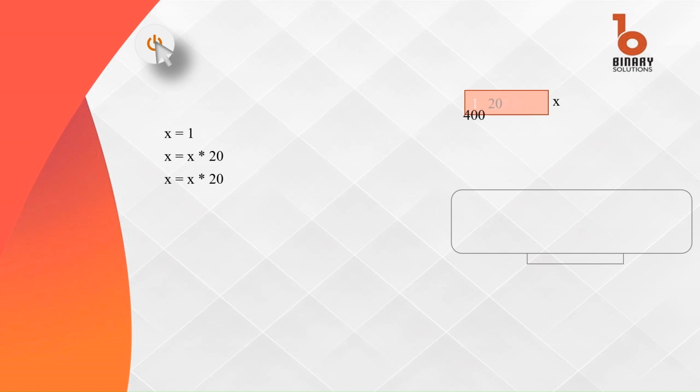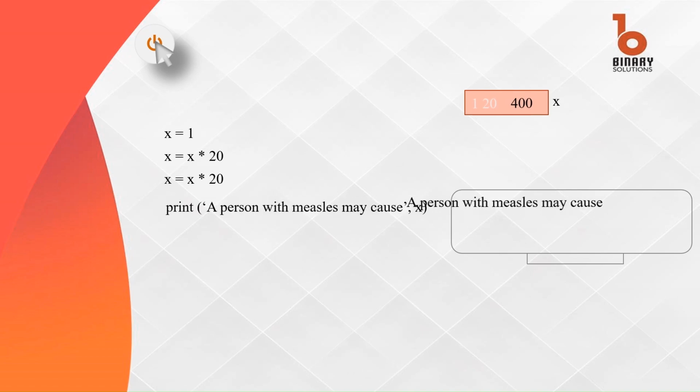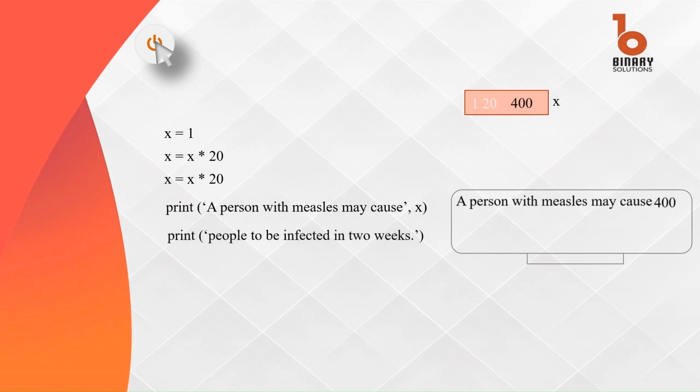In the next step, executing x = x * 20 again multiplies the current value 20 by 20, resulting in 400 and overwriting the previous value of 20. Remember, only the latest value is held in x. After these operations, x now holds the value 400. This shows how assignment statements can effectively update a variable's value throughout the program.